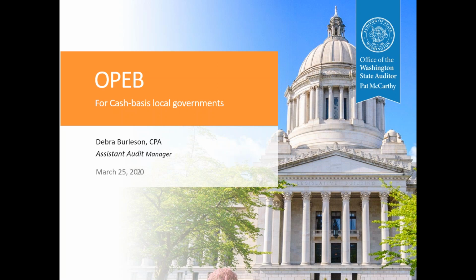All right, thank you, Stacy, and welcome everyone to our webinar. For the 2019 reporting year, that's when you cash basis local governments are going to start reporting your OPEB liability on Schedule 9, the schedule of long-term liabilities.